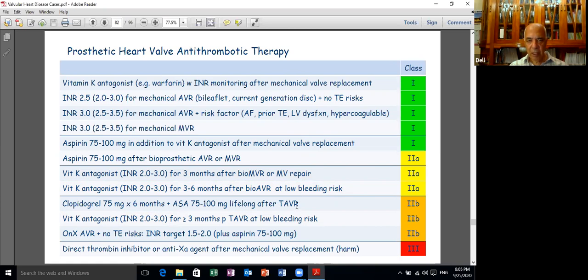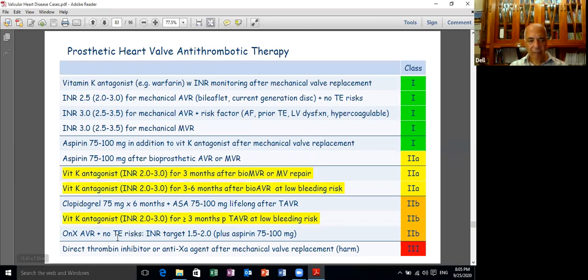In patients with TAVR, the classic regimen is to use a combination of antiplatelet therapy, clopidogrel 75 plus a small dose of aspirin for 6 months, then stop clopidogrel and continue aspirin for life. And because of the occurrence of silent thrombi on the aortic valve under these circumstances, there is a recommendation of giving vitamin K antagonists for 3 months in TAVR patients with low bleeding risk.